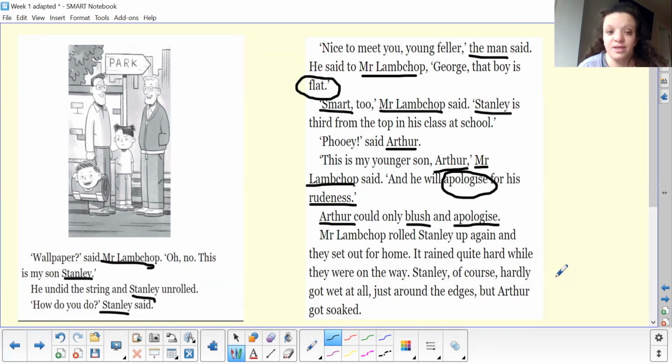Okay, well done. Fantastic if you got that right. So we've got one thing that he said. So he said, Stanley is 3rd from the top in his class at school. So that could have been one thing that you wrote down. You might also write, this is my younger son, Arthur, he said. Or you might have written, and he will apologise for his rudeness. So any of those 3 sentences, if you've written down, you only needed 2 of them, are perfect because they're what Mr. Lambchop said about his sons.